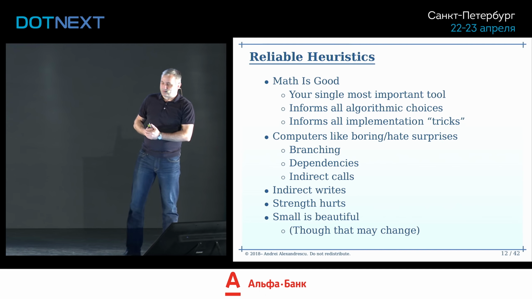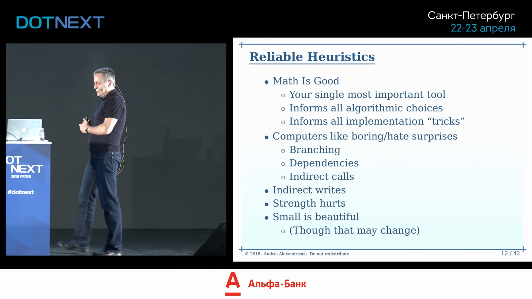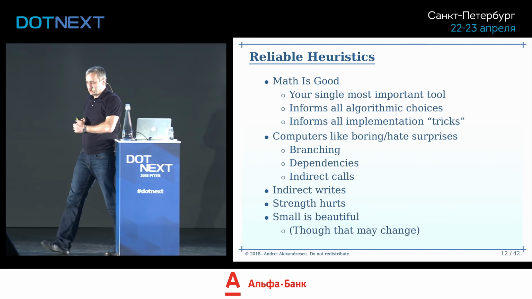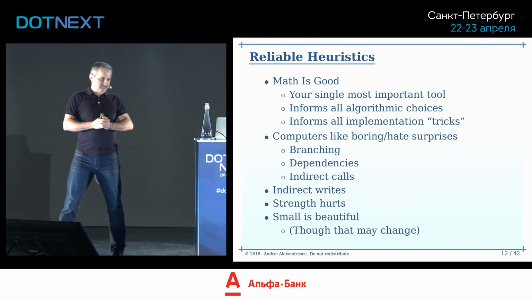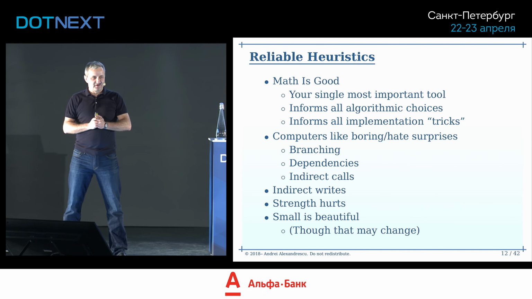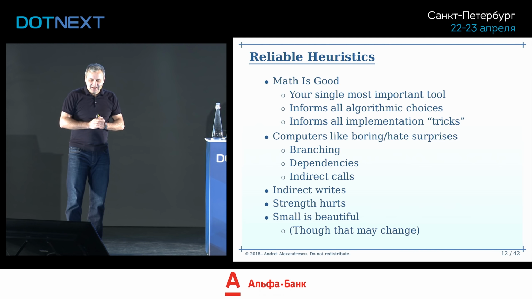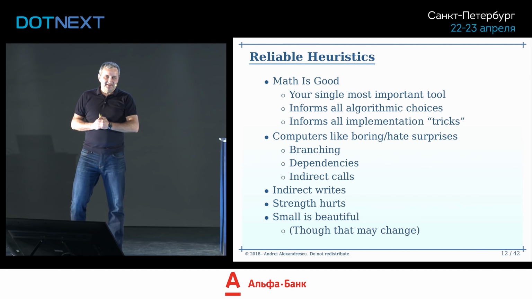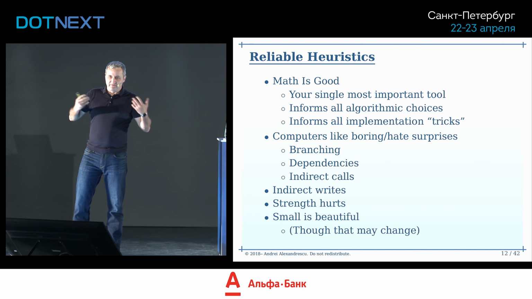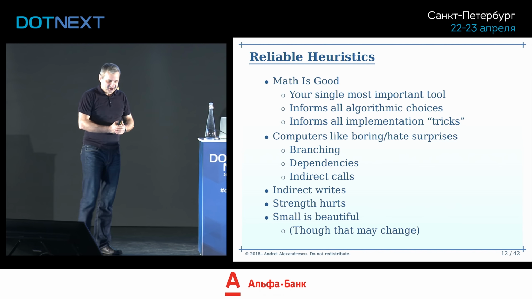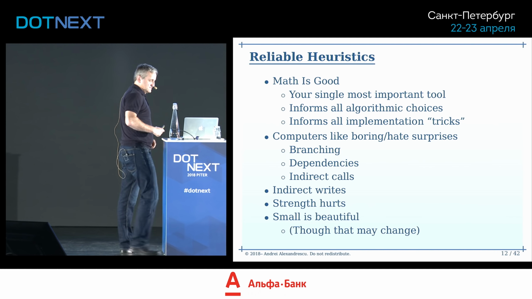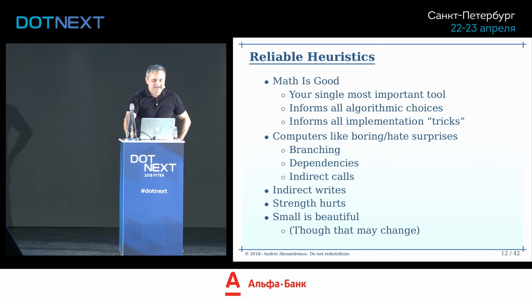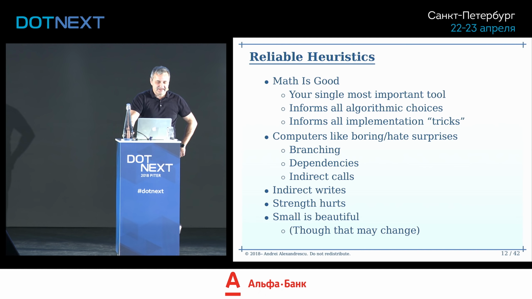That's kind of messed up. So, computers don't like surprises. They don't like things like branching and dependencies and indirect calls. They don't like smart code. They like boring code. They don't like indirect writes. It's something that hardware people have been working at for a long time. It's just an unsolved problem. Indirect is difficult and slow in contemporary computers.